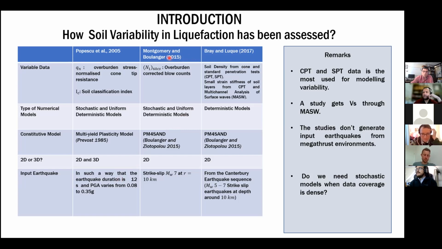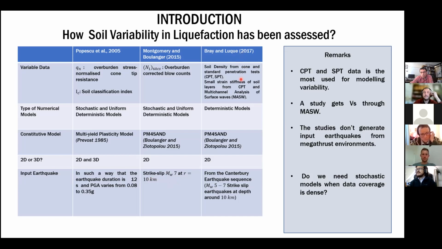In the Montgomery and Boulanger 2015 research, the variable data is the overburden corrected blow counts, and the types of numerical model are stochastic and uniform deterministic models. They use the PM4SAND model, and they generate a 2D model. And the input earthquake in this case is a strike slip magnitude 7 earthquake at a distance of 10 kilometers.